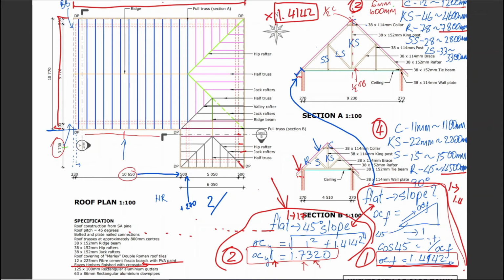Fascia boards and barge boards, pretty straightforward. It's from the plan and it's on flats, so there's no special calculation here. Just remember that when you come to your fascia boards, it doesn't say PVA paint, so you're going to have to do the calculation 2 times 12 and 2 times 225, and that's your perimeter that needs to get the PVA paint. I think that is fairly straightforward, and I'm going to move on to the creosote.